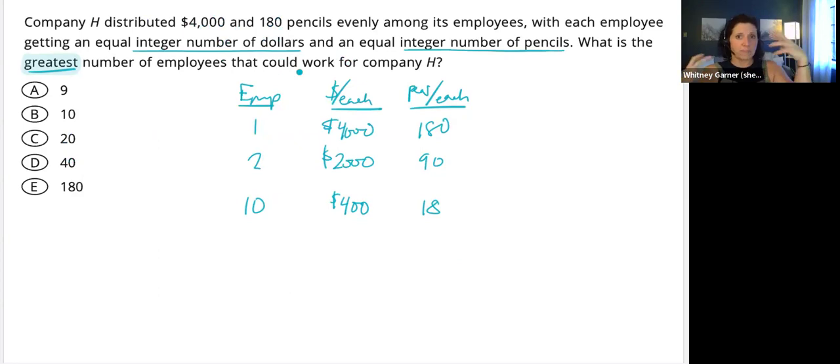So I could just keep testing out numbers. But what I'd rather do is either visualize the relationships to come up with an answer on my own, or use my answer choices.